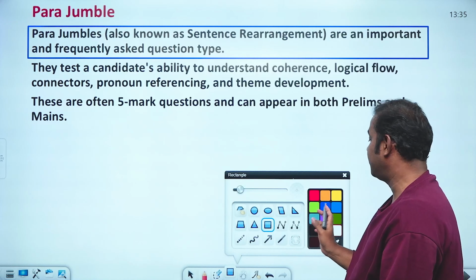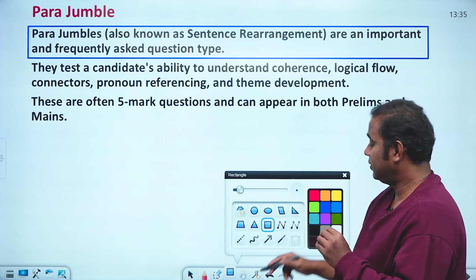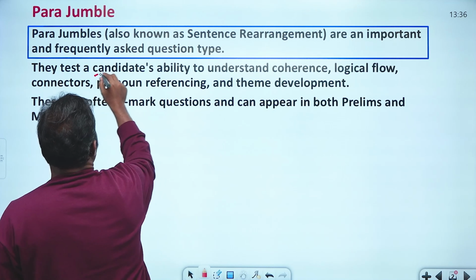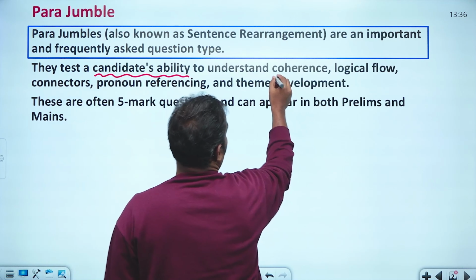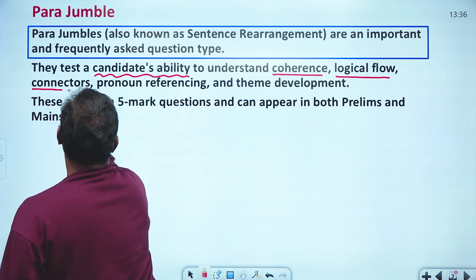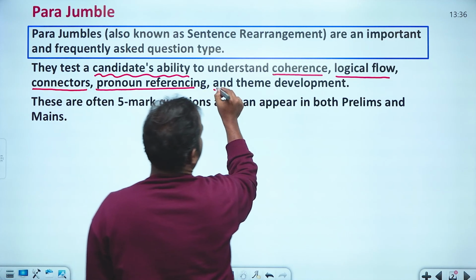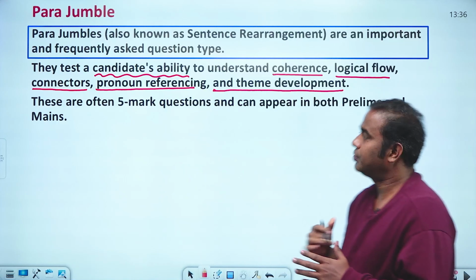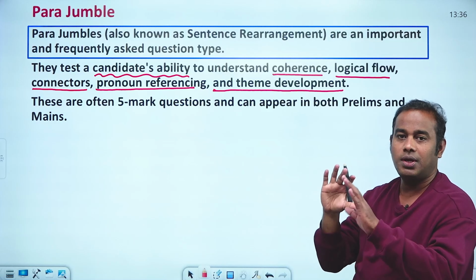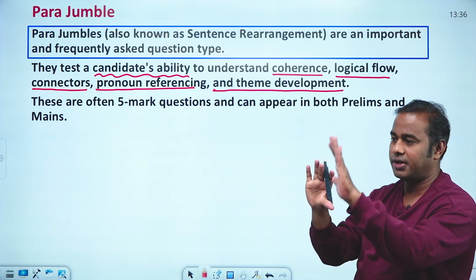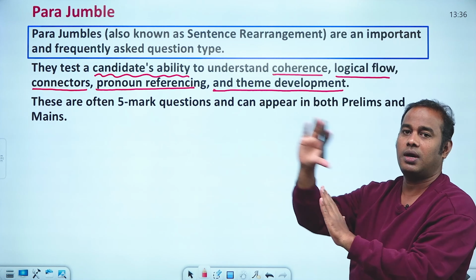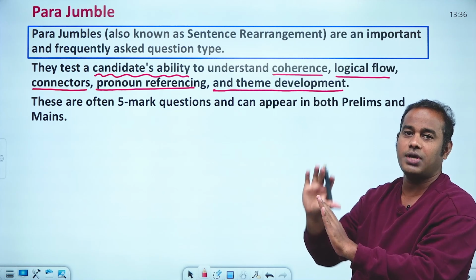A para jumble is basically used to test the candidate's ability to understand. Look here: coherence is the first point, logical flow is the second point, then connectors, pronoun referencing and theme development. First of all, they are testing your coherence. Coherence means, are you able to understand the logic and flow? What they are trying to say and what you are trying to understand, that logic, are you able to establish it?